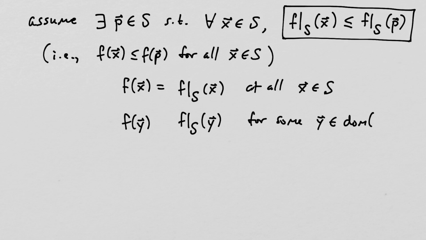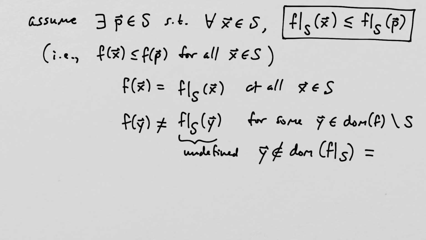Like it's in the domain of the original function, but it's not in S. It's not in that subset. Rather, it's in the difference. Take the domain of the original function and just delete the set S. Suppose I have a point Y that's like that. Well, then these don't agree simply because this is undefined. The reason it's undefined is because Y is not in the domain of this function, which is S. And so the value of that function at Y makes no sense.